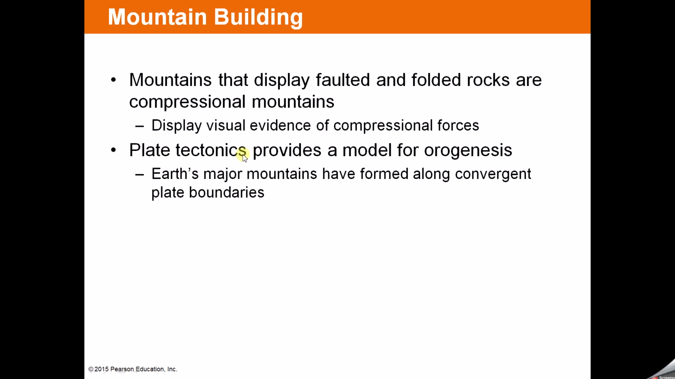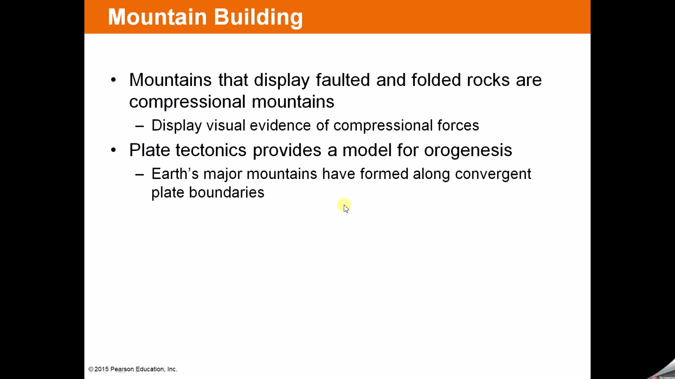Okay, mountains that display faulted and folded rocks are compressional mountains. So this is visual evidence that there are compressional forces working on these rocks. And here they are saying plate tectonics provide a model for orogenesis, which is mountain building. And there's a note here: Earth's major mountains have formed along convergent plate boundaries.